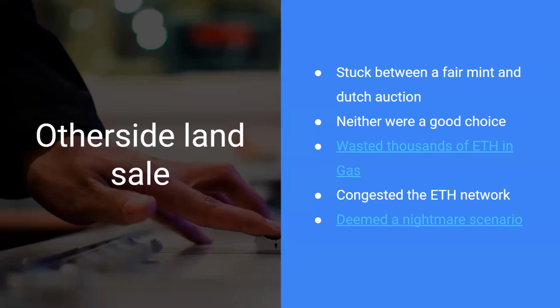So one case where the inefficiencies in the existing NFT market really came out was the Otherside land sale, which was created by the same people that made Bored Ape Yacht Club. There were only two options: either a fair mint or a Dutch auction. In this case, neither was a good choice. It wasted thousands of Ethereum, which correlates to millions, if not tens of millions of dollars worth of value. Doing so congested the Ethereum network and was deemed a nightmare scenario.